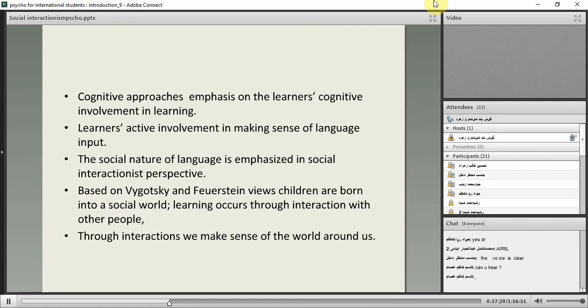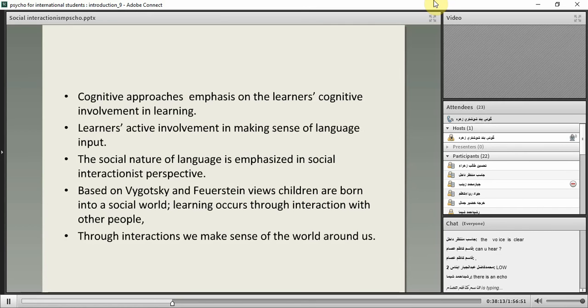Learners' active involvement in making sense of language input. That is, any individual is mentally active when he or she receives some input. By input here we mean language information. But one criticism laid against constructivism, as we reviewed it in relation to Piaget's proposal, was that the social nature of language, that is the context in which language learning takes place, or learning in general takes place, is ignored.